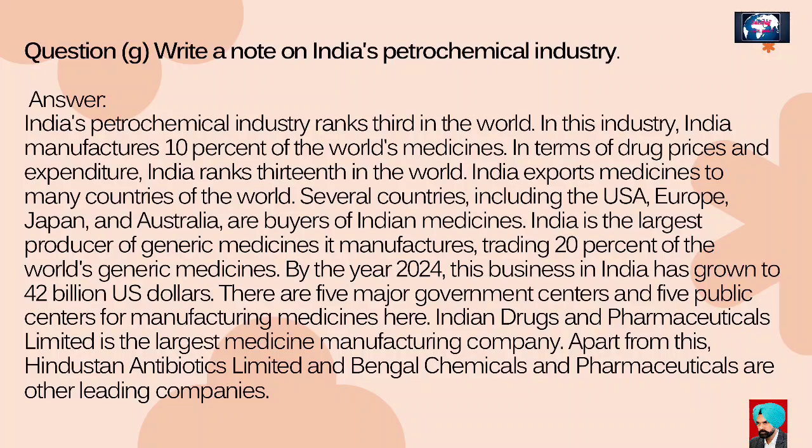By the year 2024, this business in India has grown to $42 billion. There are 5 major government centers and 5 public centers for manufacturing medicines here. Indian Drugs and Pharmaceuticals Limited is the largest medicine manufacturing company. Apart from this, Hindustan Antibiotics Limited and Bengal Chemicals and Pharmaceuticals are other leading companies.